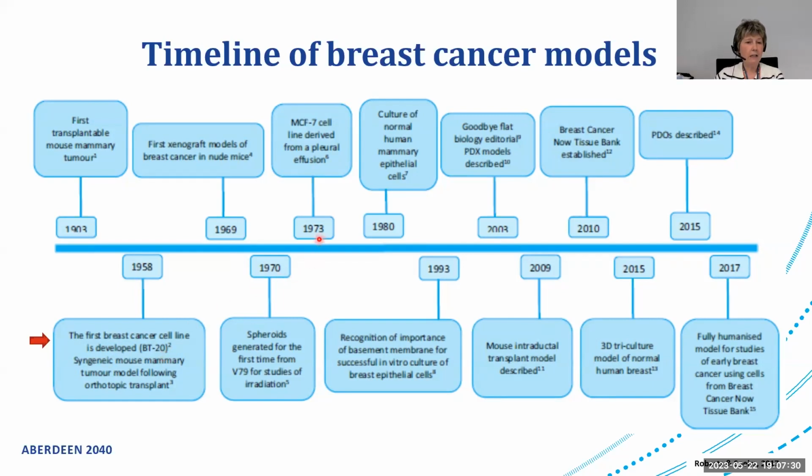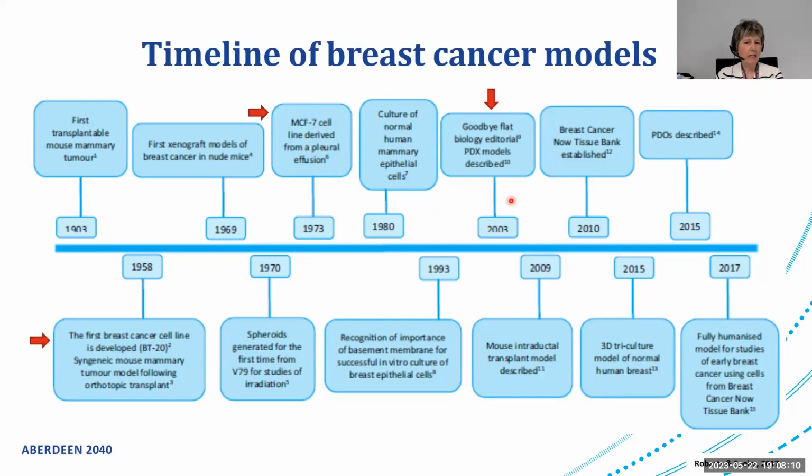In 1973, the most commonly used human breast cancer cell line was developed, and every breast cancer lab that does cell culture will have these in their stocks. That's the MCF7 cell line, derived from a pleural effusion from a patient who had estrogen receptor positive breast cancer. It's exquisitely sensitive to estrogen and has been used as a model to understand how estrogen and anti-estrogens work towards combating breast cancer.